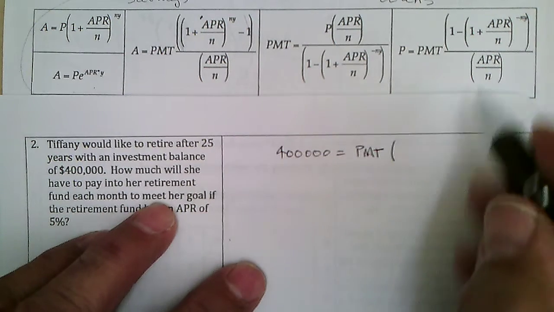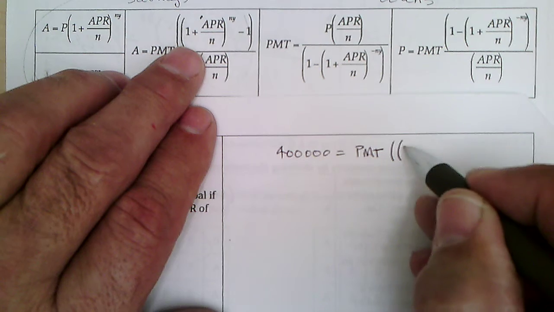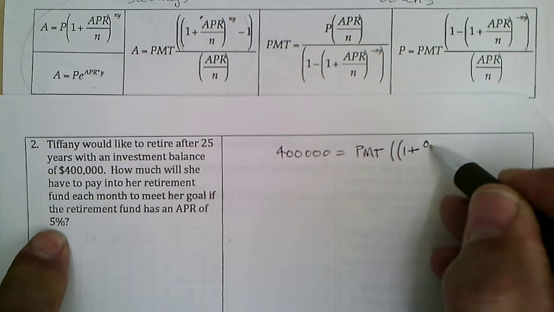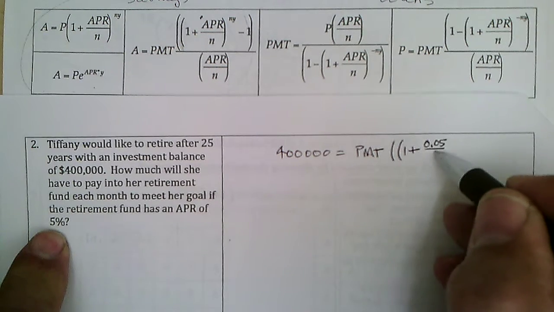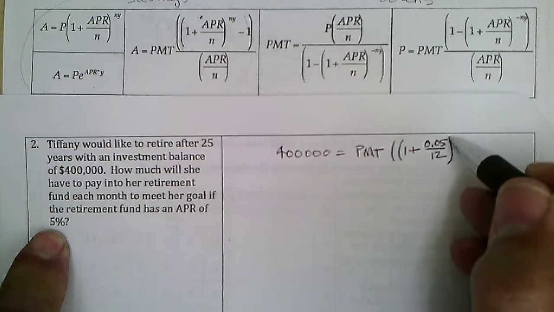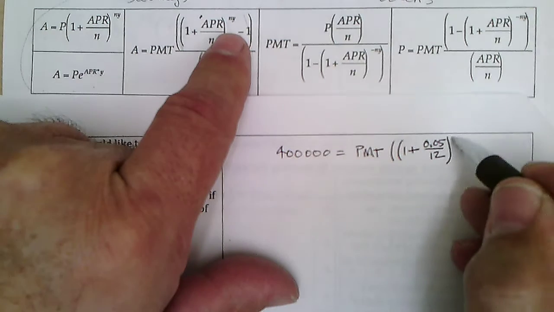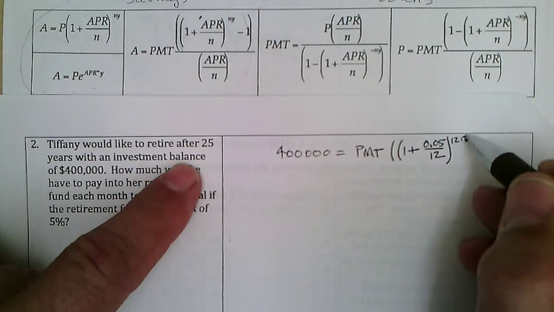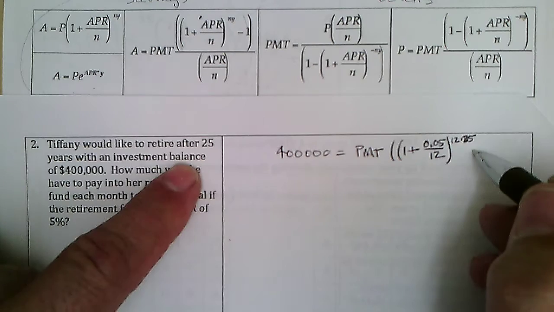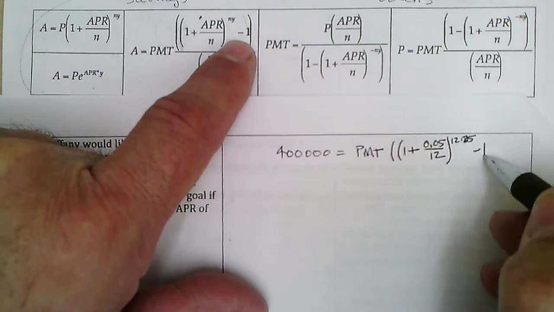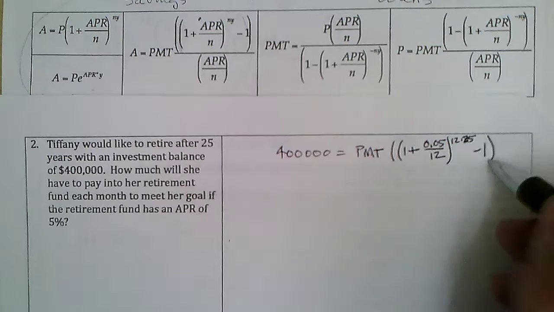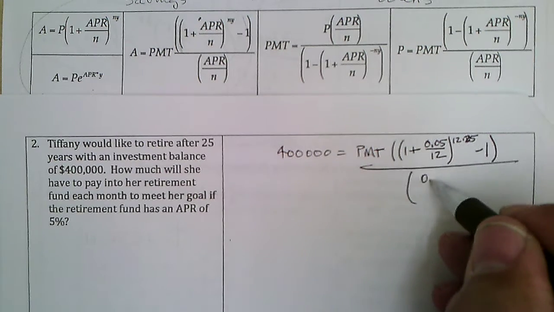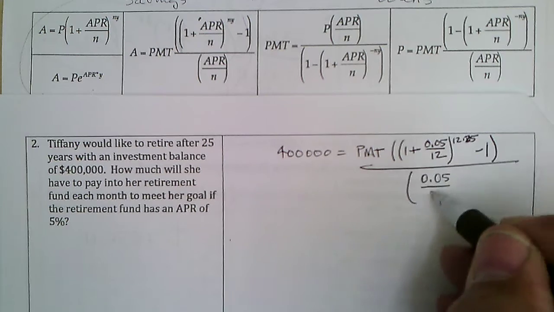And it says, take this times 1 plus the APR, 0.05, divided by monthly, 12, to the 12 times Y, and that's 25 years, minus 1, close the parenthesis for the numerator, divided by APR, 0.05, divided by 12.